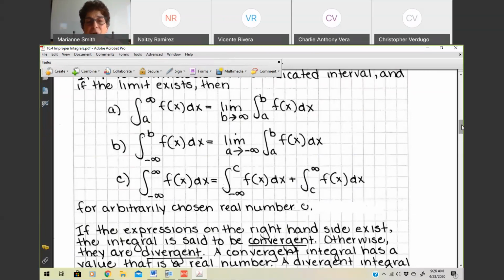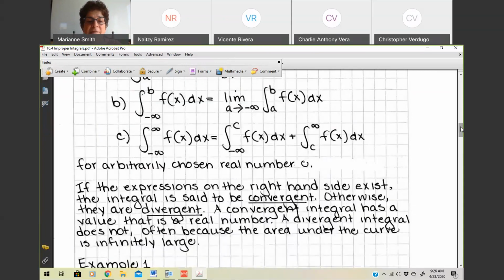So let's talk some terminology. If these limits on the right side here exist, your integral is said to converge or to be convergent. That means it has a value, a numerical value. Otherwise, the integral is said to diverge or it's divergent.